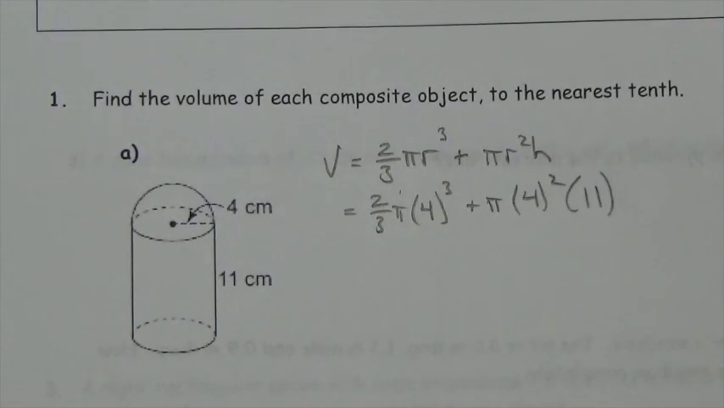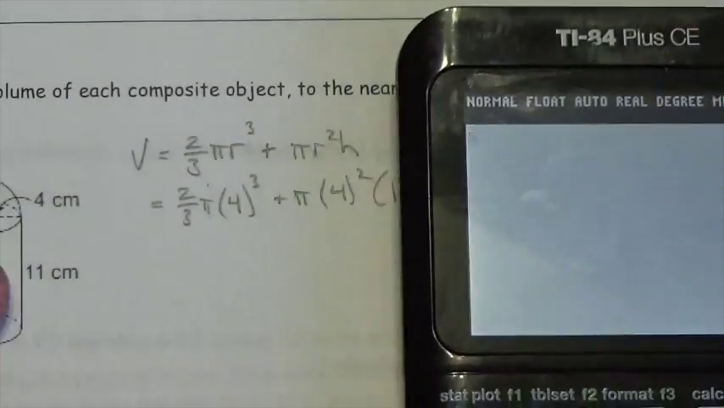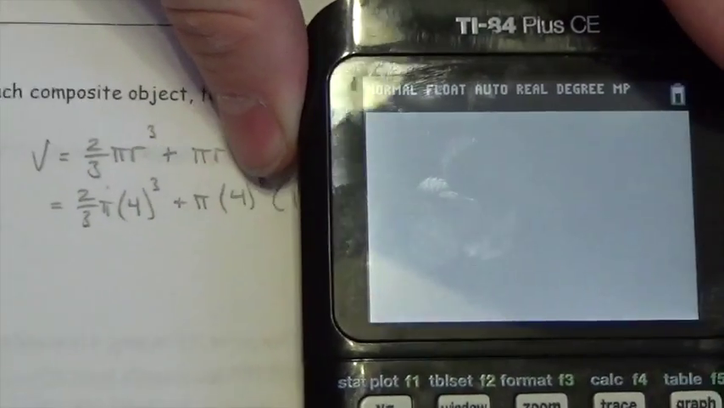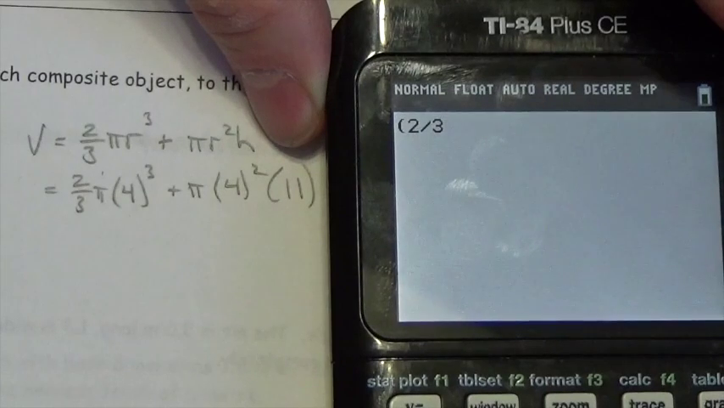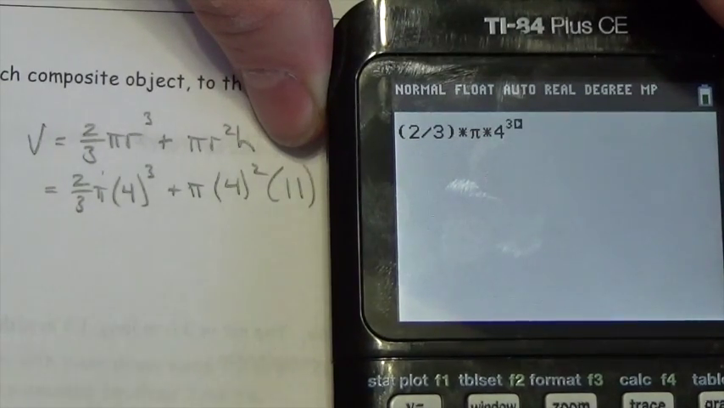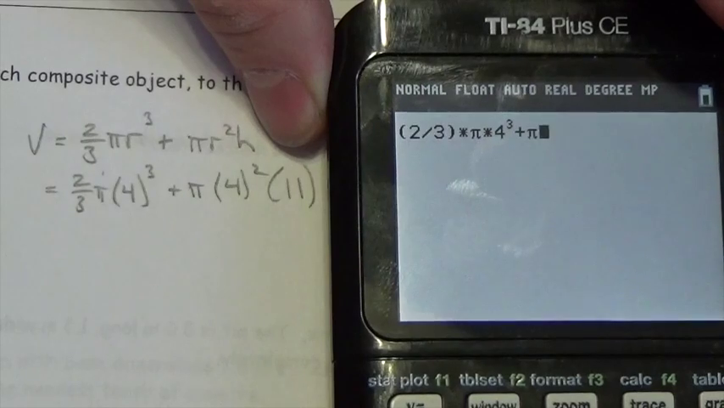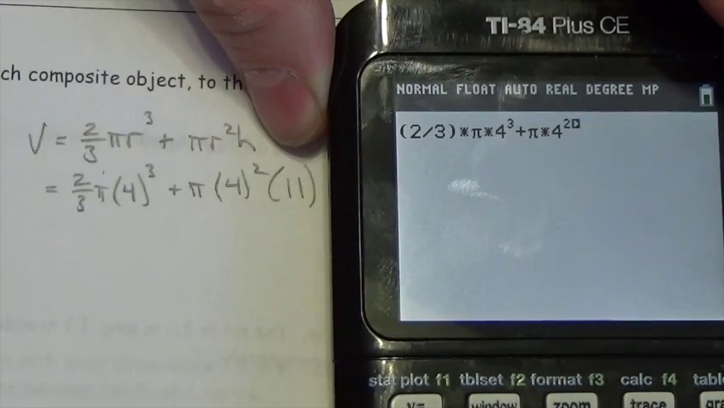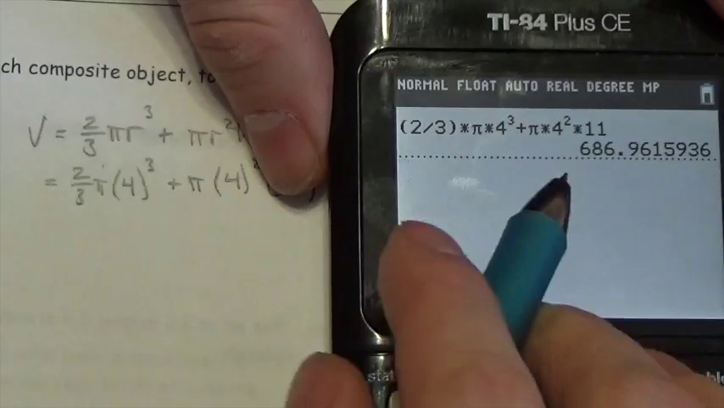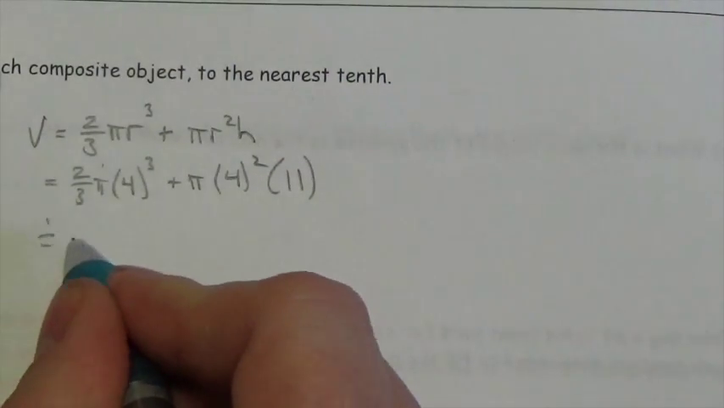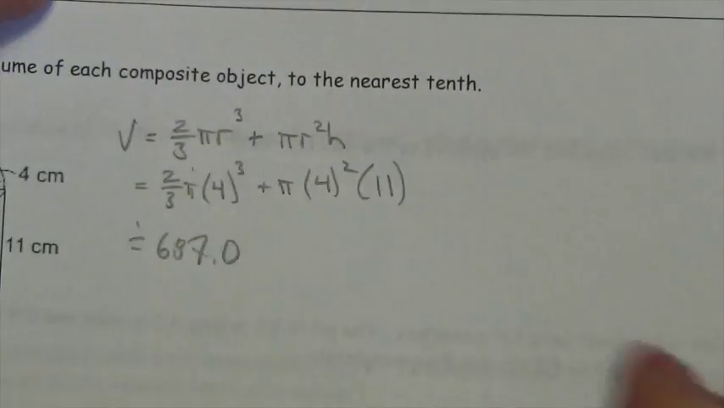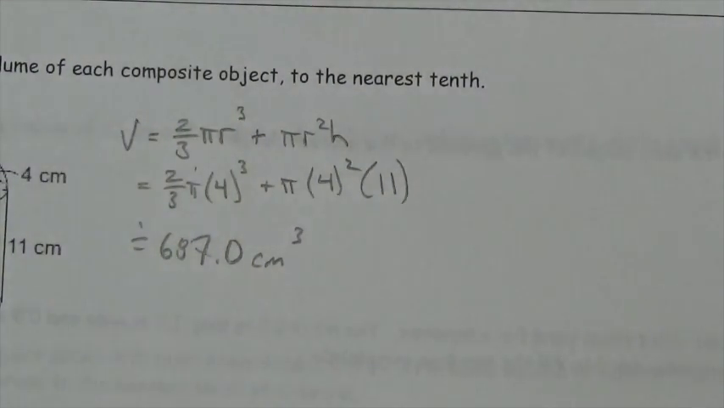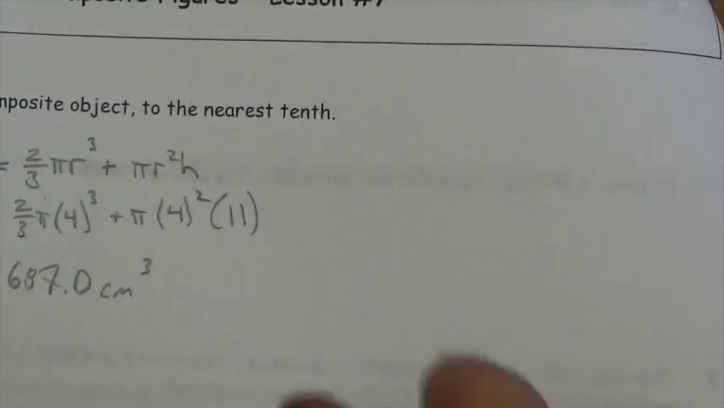Now really all I have to do with this is plug it into my calculator and evaluate. So we'll just enter this in. Make sure you can see the equation there. So this will be 2/3, close that up, times pi times 4 cubed plus pi times 4 squared, got to get out of the exponent there, times 11. Press enter. And now to the nearest tenth, we're getting approximately 687.0. And what are our units here? Centimeters cubed.